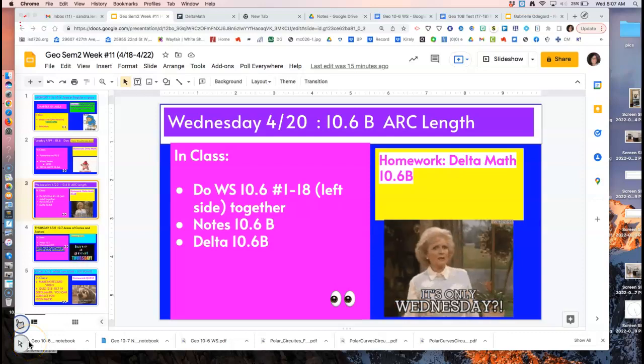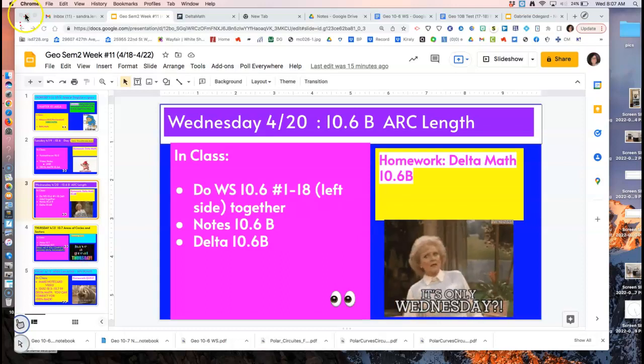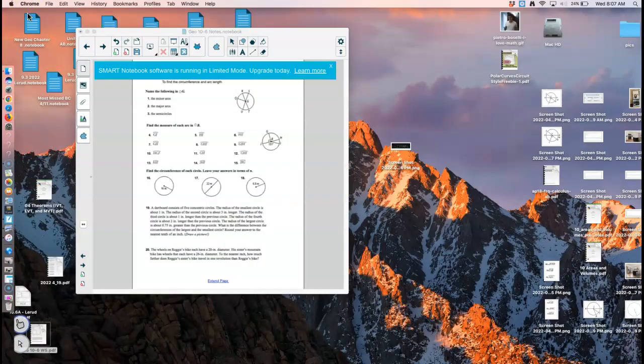So we're going to go to page 36, the worksheet that you were supposed to do, but we chose to do Delta Math. But I still want to make sure you know how to do it when it's on paper. So we're going to look at that just together. You don't have to do it on your own. We're going to talk through.